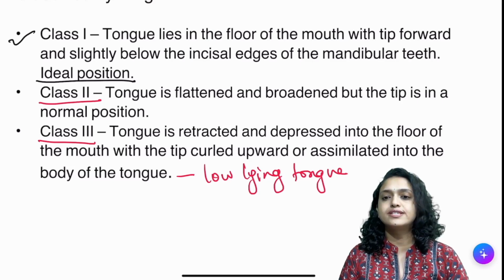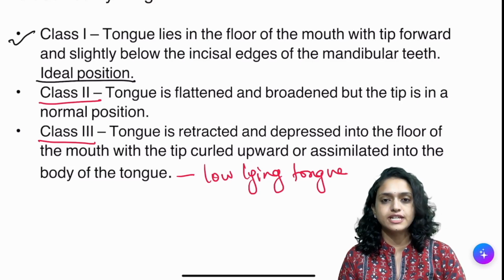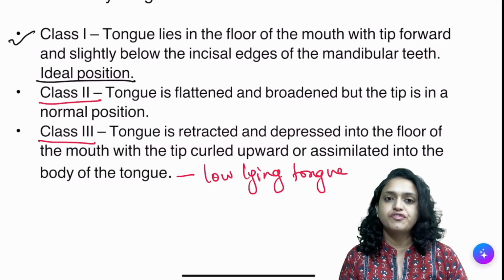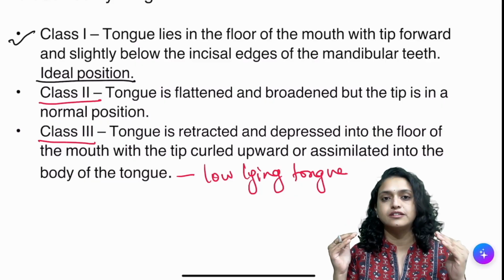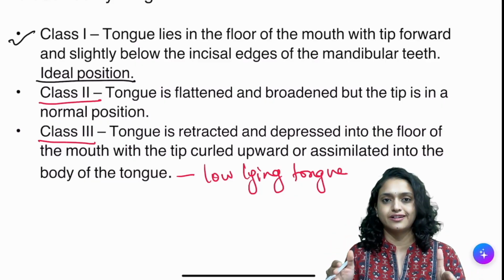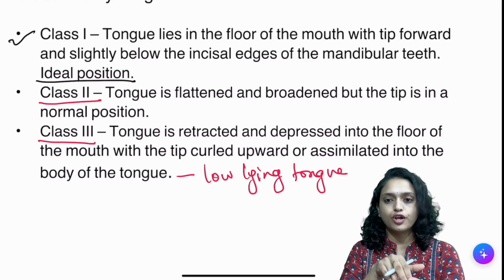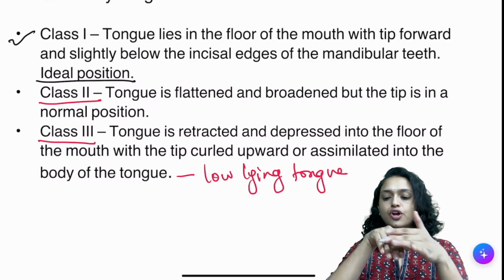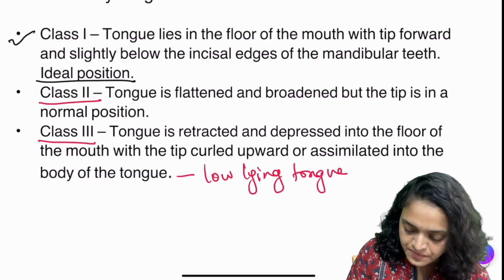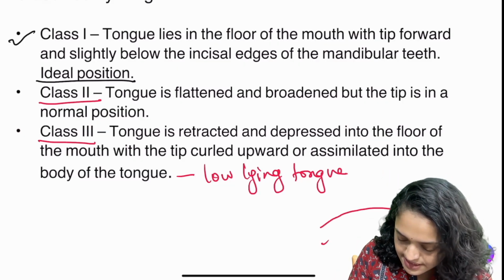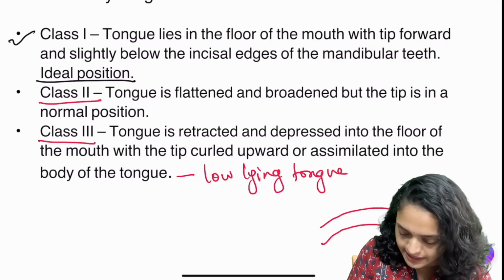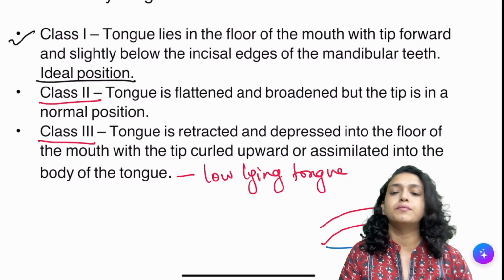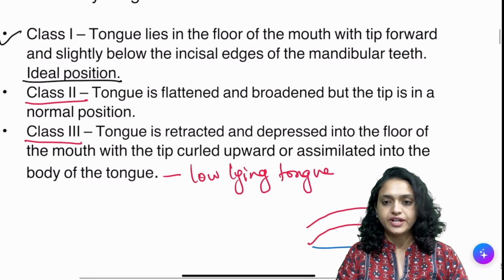How does it imply or cause any malocclusion? One of the major factors that helps in the development of the upper palate or the palatal arch is the tongue. When the tongue is positioned normally in the arch, you can see the upper curvature of the tongue, this is the palate and this is the tongue. If the tongue is depressed like this, the palatal development does not happen to a greater extent.